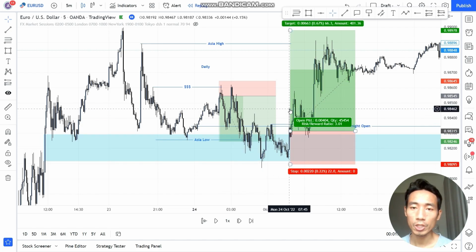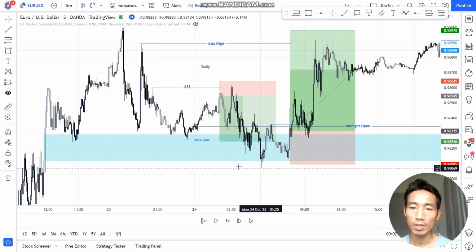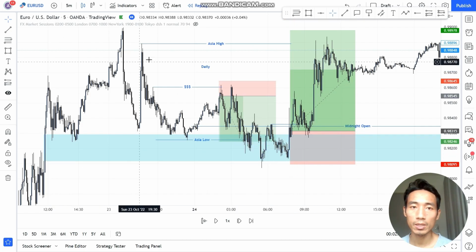And when I see the market shifting like that in the New York session, I wait for a little bit of retracement, and I enter the trade around here. My stop loss covers this low right here, covers the fair value gap, and I'm targeting the Asia high.